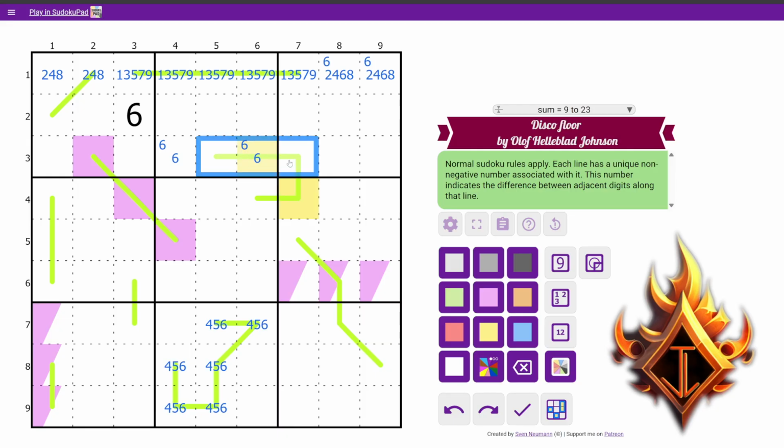If this was a difference of 3, it would be a modular set. And then this one would be 159. But either way around, I think is fine.